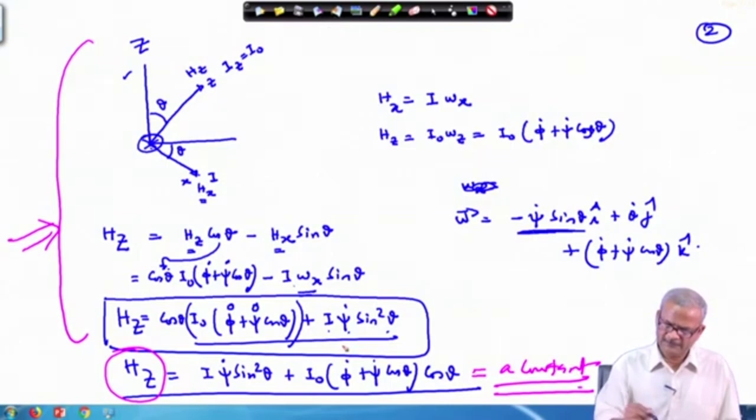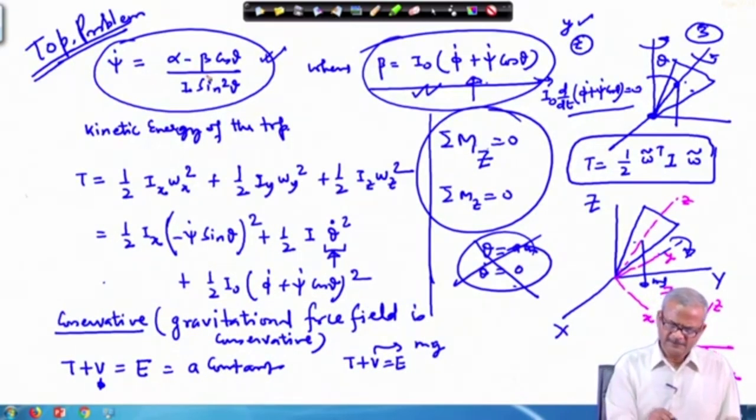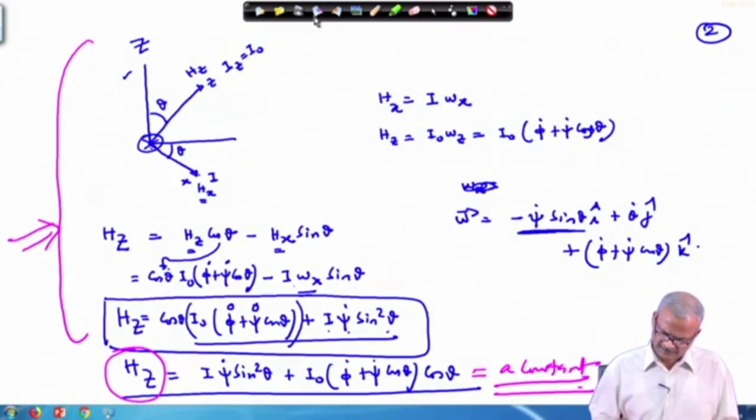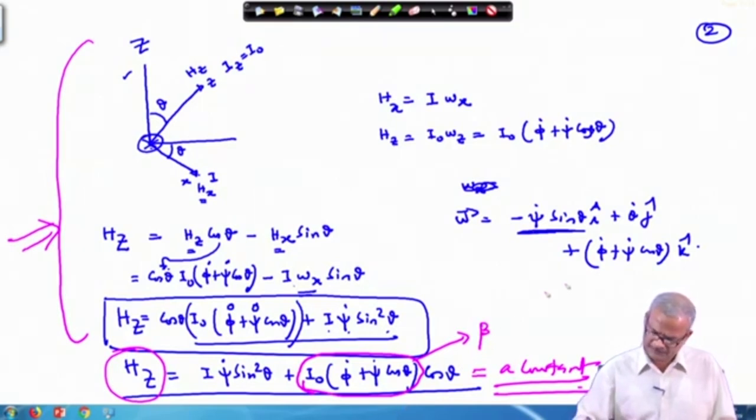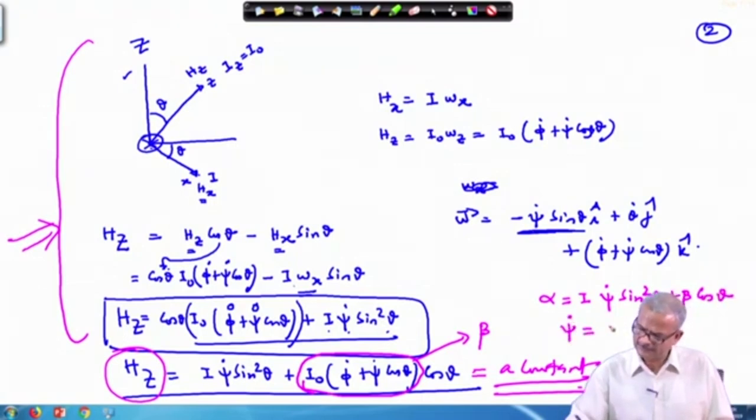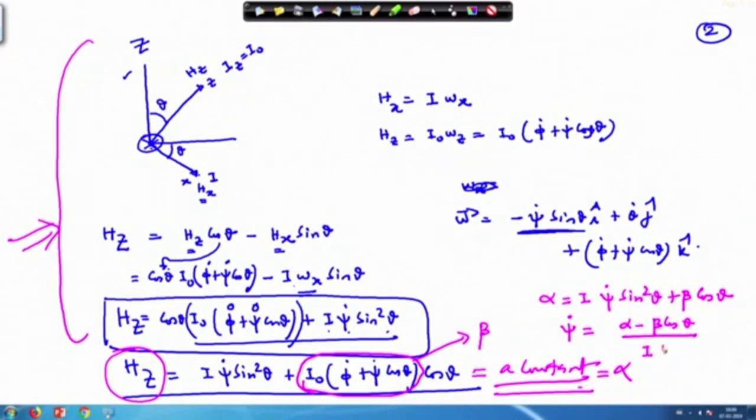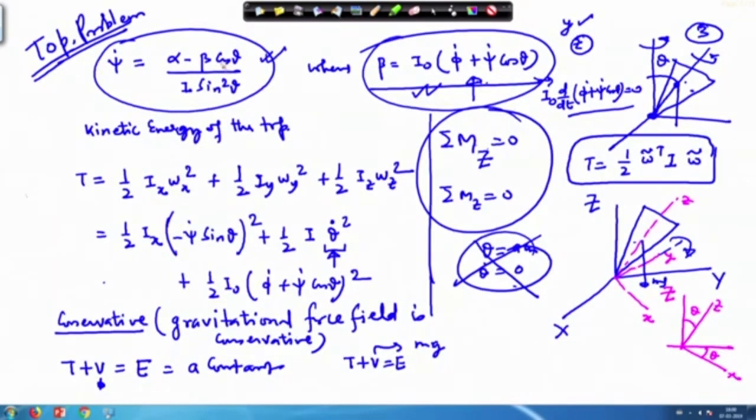Okay. So, thereafter we defined, from our earlier equation, this quantity as beta. Okay. And this quantity we are writing as alpha. So, alpha we have written as alpha equal to I times psi dot sin square theta plus beta times cos theta, and this we rearrange to get psi dot equal to alpha minus beta cos theta divided by I times sin square theta. Okay.